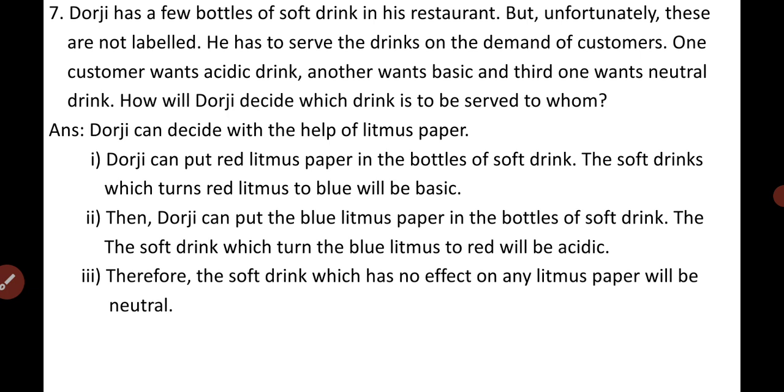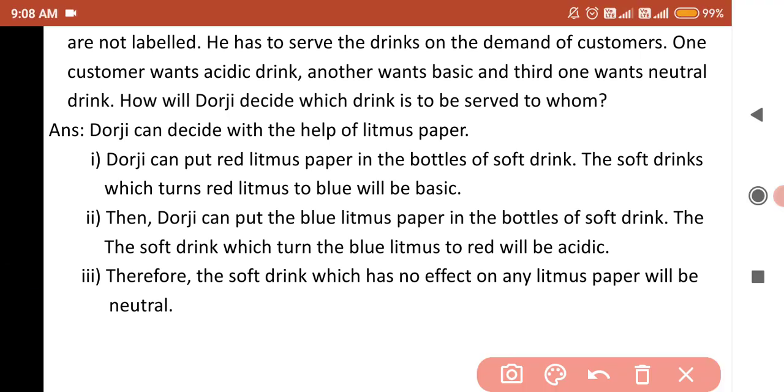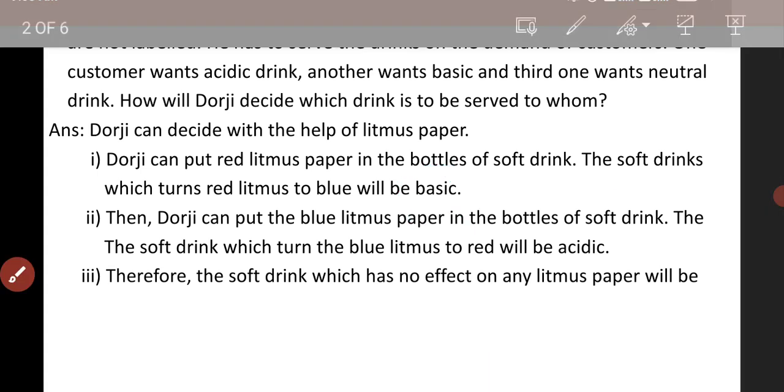So if the soft drink turns the color of red litmus paper to blue, then the soft drink will be basic in nature, and that drink can be served to the customer who wants a basic drink. Understood?